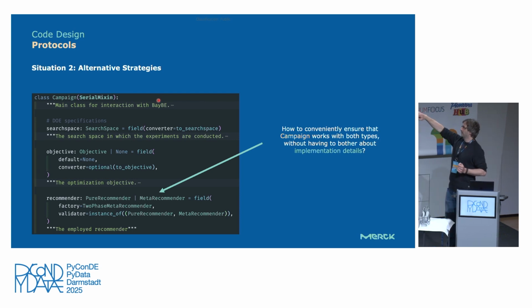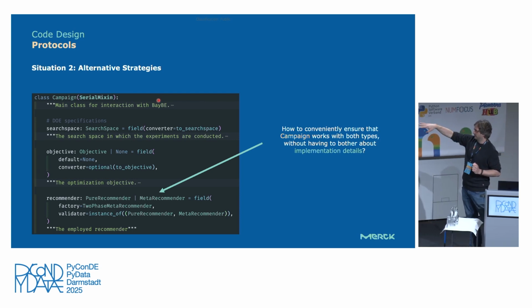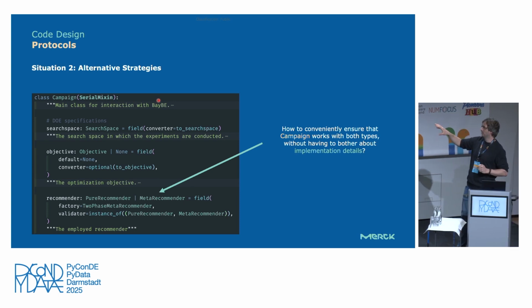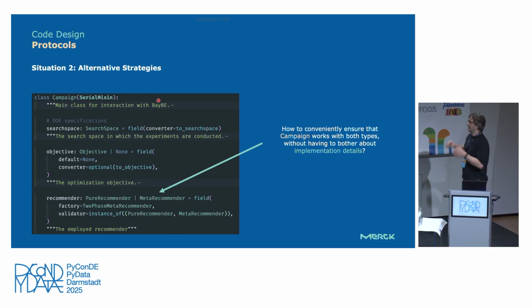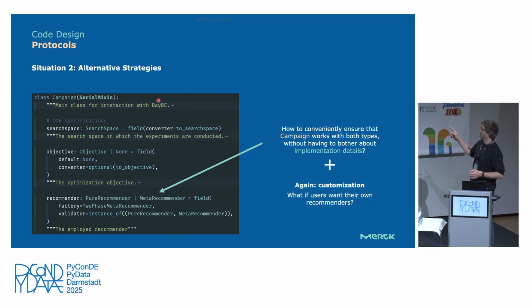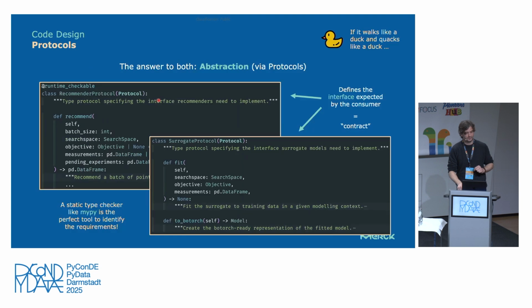Say we have this campaign and we have, for example, this recommender object that takes care of generating the recommendations. We have different types of recommenders of our own. So we have pure recommenders and some more of these meta recommenders that wrap other recommenders. How can we make sure that regardless of what recommender type we use, our code still works? And again, here, of course, the user could also want to plug in their own recommendation engine. And the answer to both of these problems is the same.